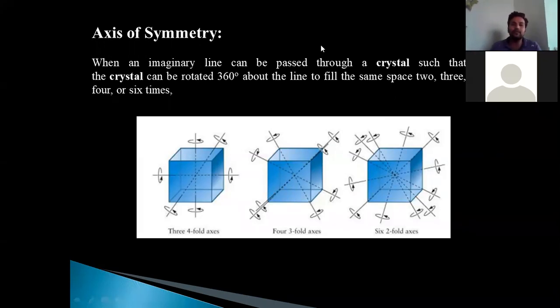So, axis of symmetry in general can be defined as a line along which, if the crystal is rotated, a single face or a referred face repeats itself at least 2 times. It can repeat more than 2 times, but there should be a repetition of at least 2 to designate that axis as an axis of symmetry.